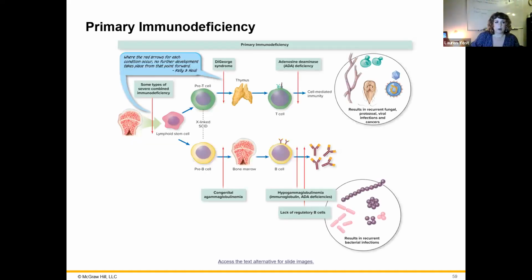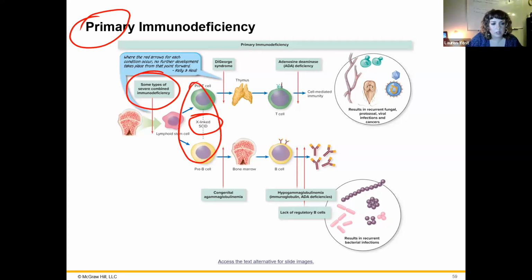So let's start with the primary. Primary can be any one of these. Severe combined immunodeficiency over here. This is X-linked severe combined immunodeficiency. So that means it's associated with the X chromosome. It is a recessive gene. So typically we only see this in males. But we do see this bubble boy here, bubble boy with SCID, okay? DiGeorge syndrome, at this point, it's just showing you the point in the immune cycle that this would affect.